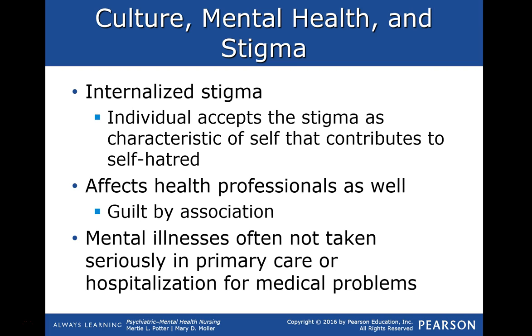You can have an internalized stigma. An individual accepts the stigma as characteristics of self that contributes to self-hatred. So you're internalizing that stigma. You're accepting the stigma as a characteristic of that person, and that's not true. So when you look at a black person and you say, "Oh, I bet he's a bank robber," or "Oh, I bet he's a gang member," you're accepting that characteristic and internalizing that stigma. And that's another thing that we have to avoid.